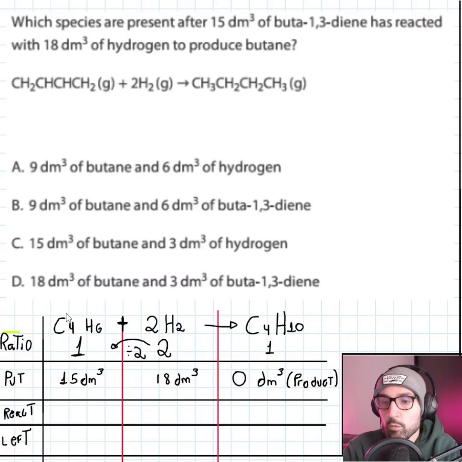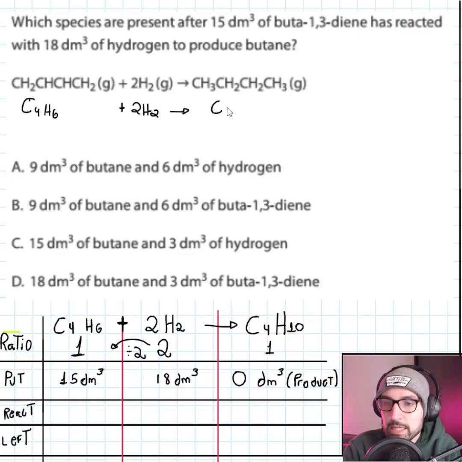What I did is I rewrote this reaction with their condensed formulas. Buta-1,3-diene has 4 carbons and 6 hydrogens. It reacted with 2 moles of hydrogen gas. It yielded C4H10. So I translated all into this little table.